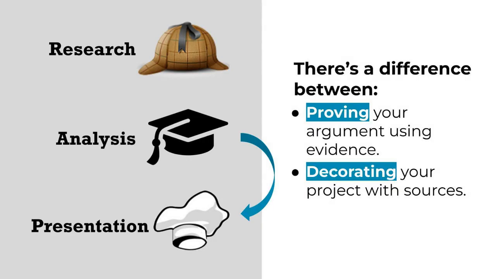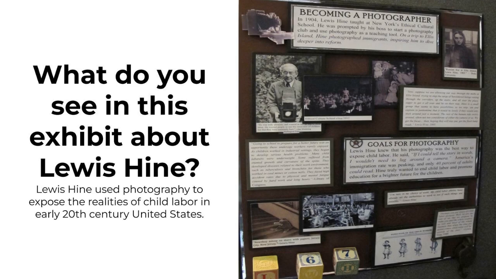And here's another one of those tricky transitions between hats, moving from analysis to presentation. There's a difference between proving your argument through evidence and decorating your project with sources. Let's take a look at this part of an exhibit about Lewis Hine, who used photography to expose the realities of child labor in the early 20th century United States. What do you see?